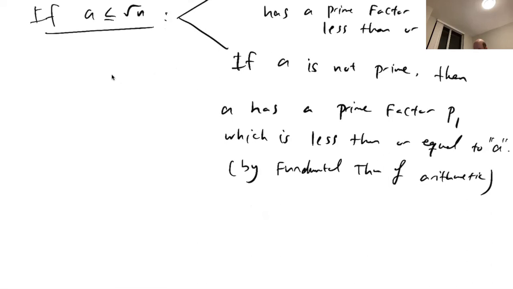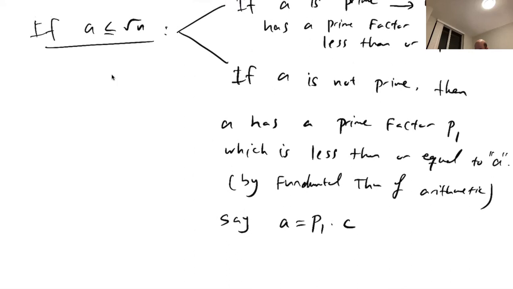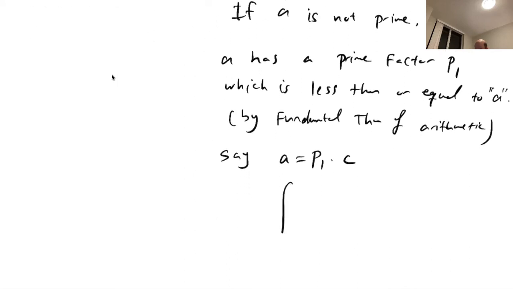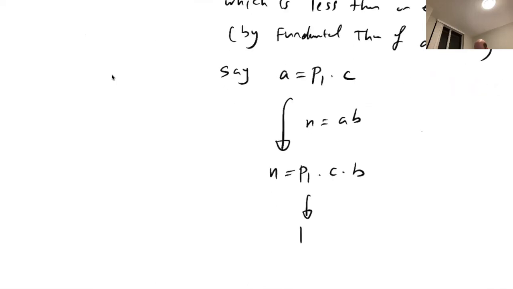Now P1, so what can I say? Say A equals, let's say, P1 times C, right? Because P1 was a factor of A. So what does that mean? N was equal to AB. So then I can say N equals P1 times C times B. And what does that mean? That means P1 is a factor of N.